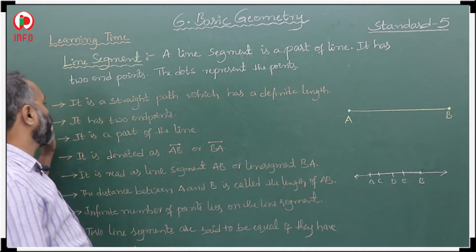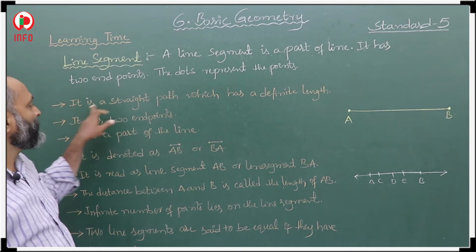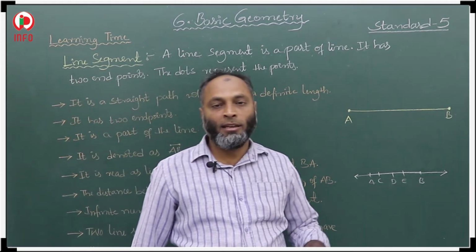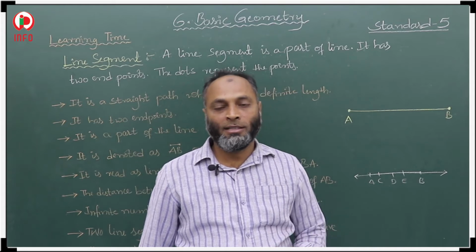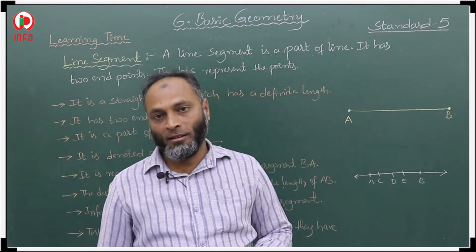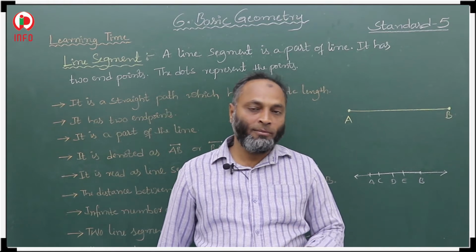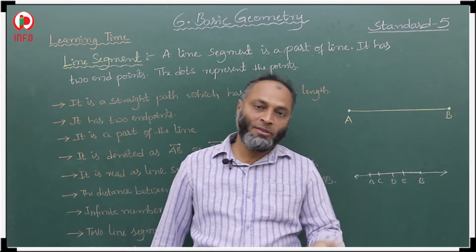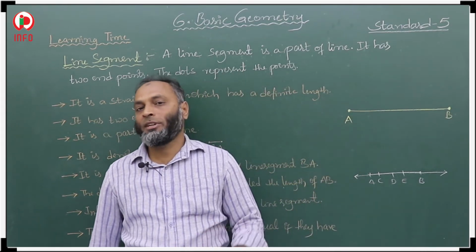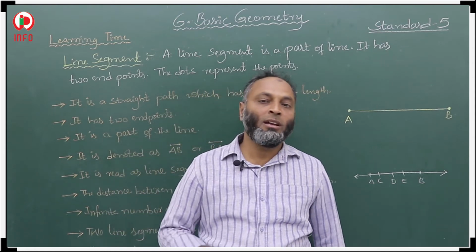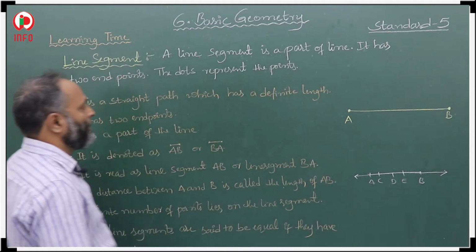Now, it is a straight line. Why is it a straight line? Because a line segment is a part of a line, and a line is already a straight line. A straight path is a line. That is why a ray is also a straight path, and a line segment is also a straight path, because these two are parts of a line.